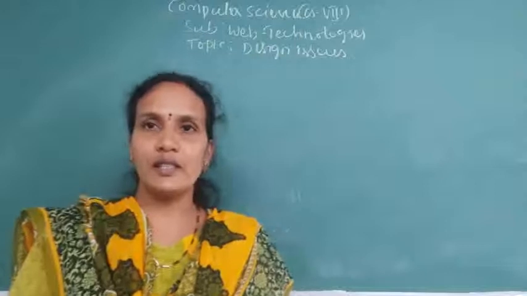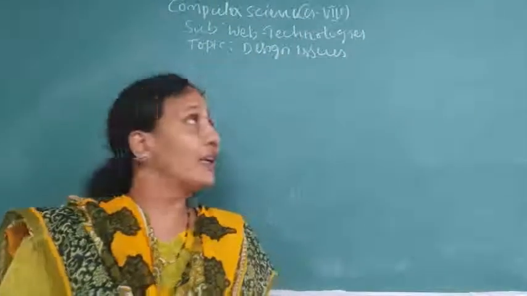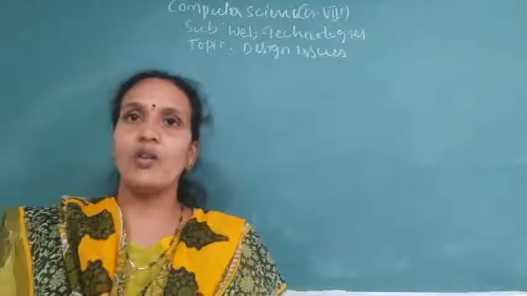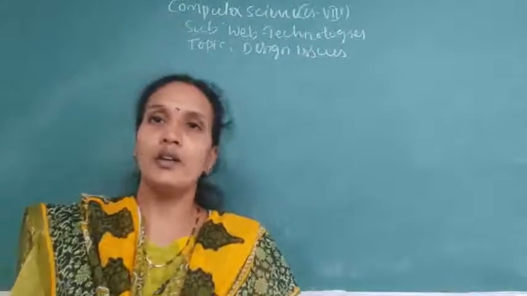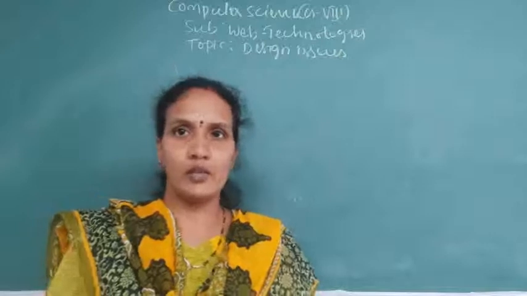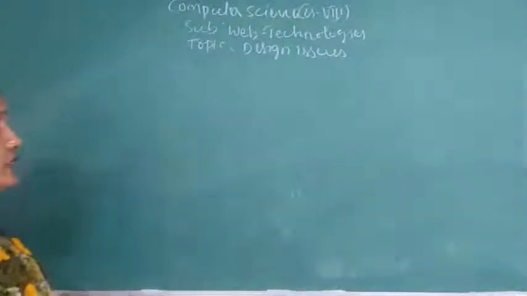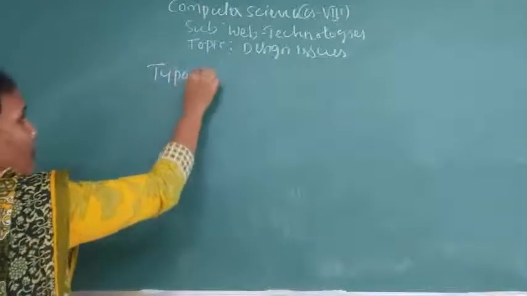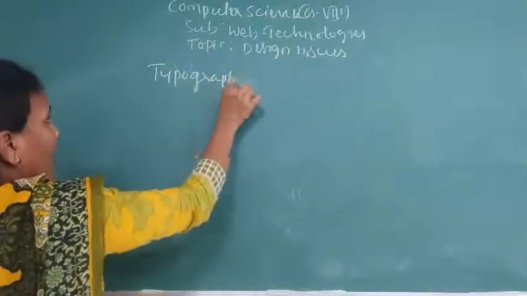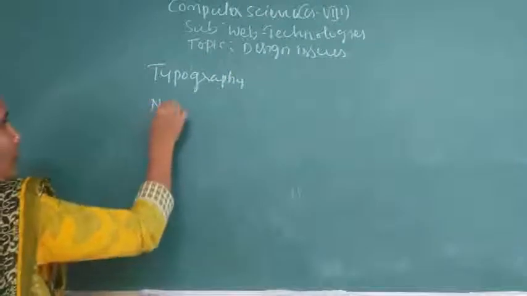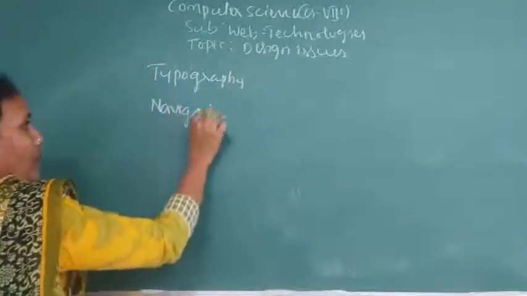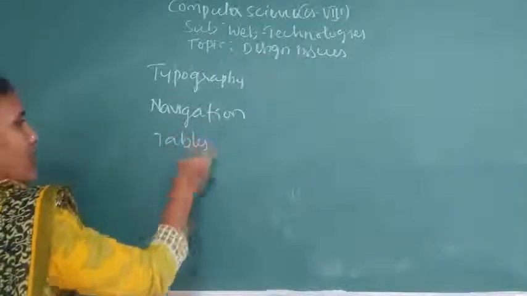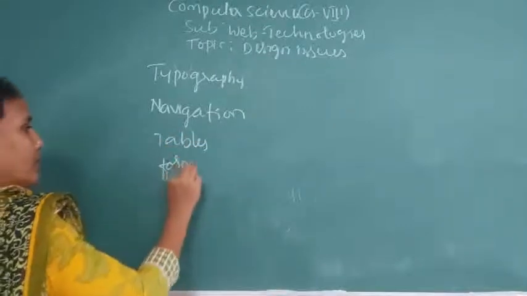In today's class, I'll explain design issues. When you are designing a web page, what issues you may expect, that we'll discuss today. Under design issues, the first one is typography. The second one is navigation. Third one is the tables. Fourth one is the forms.